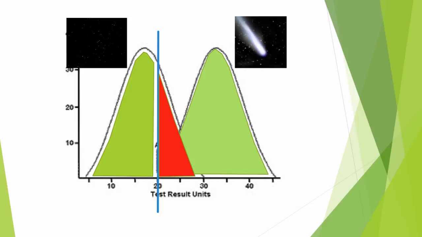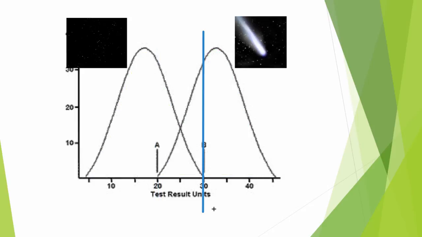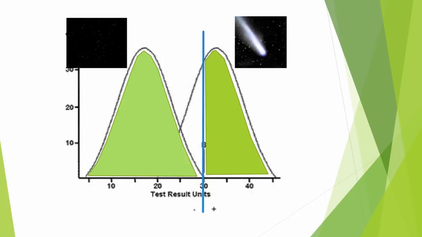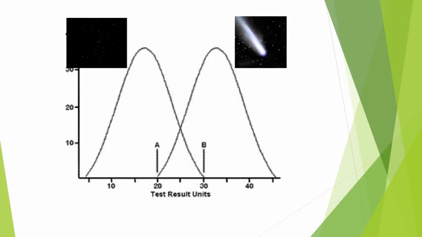Let's say we're moving our cutoff to line B. So now we're correctly identifying when there is a comet and correctly identifying when there's not a comet, but we're also missing a lot of comets. And this is an example of a more specific test, where you're maximizing your true negatives and minimizing your false positives. If you're in the case of something dramatic like a comet or a serious illness, this may not be the way to go, and you would want a more sensitive test.